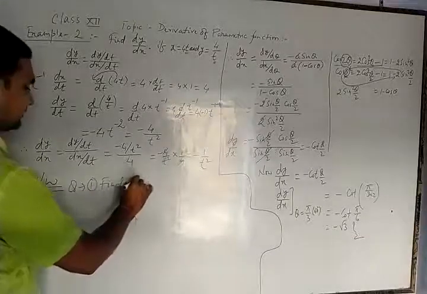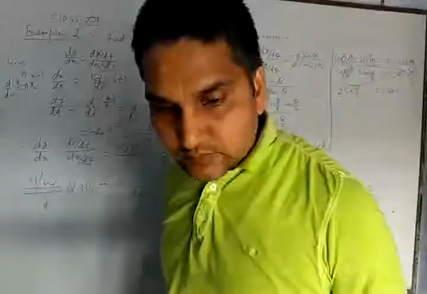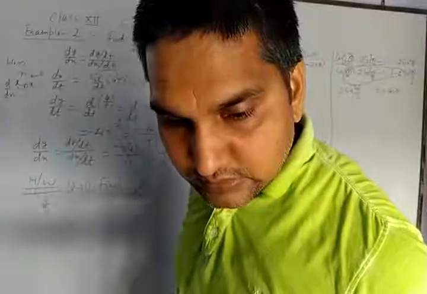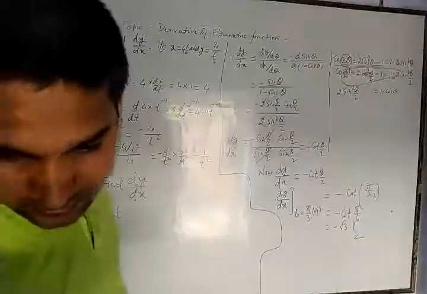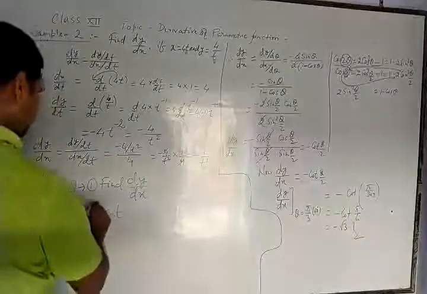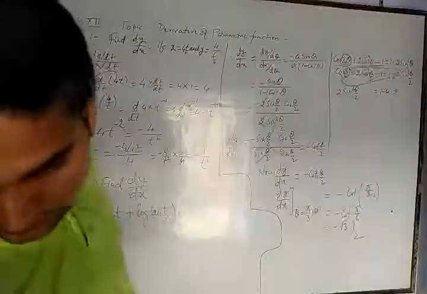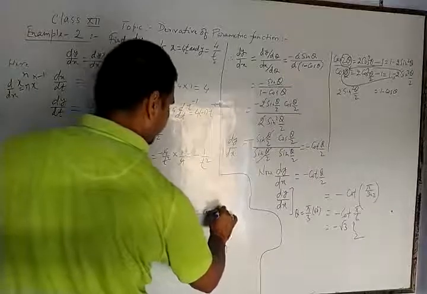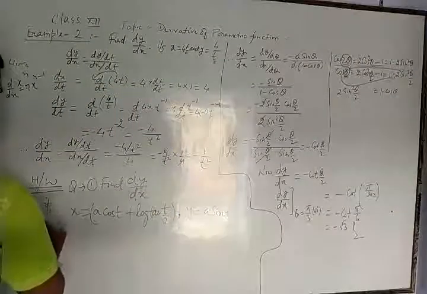Question is, find dy by dx if first one is x is equal to a cos t plus log tan t by 2, and y is a sin t. Okay.